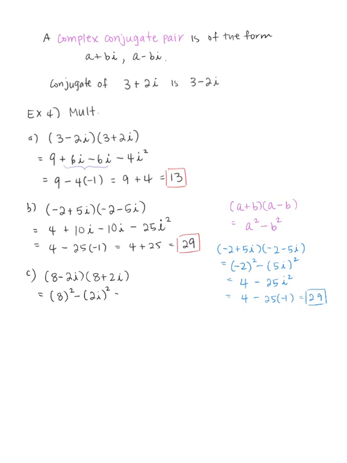So here, this is going to be 8 times 8, 64, and then minus 4 times the i squared. So this is 64 minus 4 times the negative 1, which is 64 plus 4. So our answer is going to be 68. And you can check to make sure that your answer is correct by FOILing the two terms together.